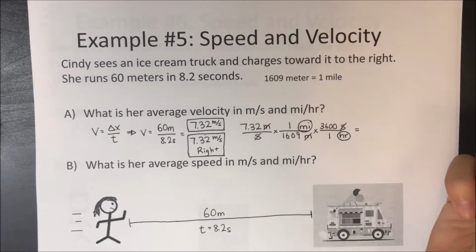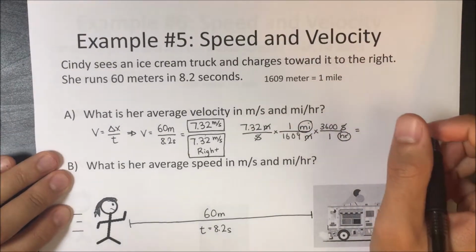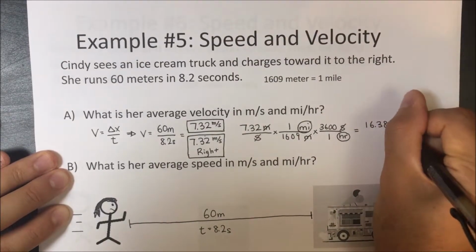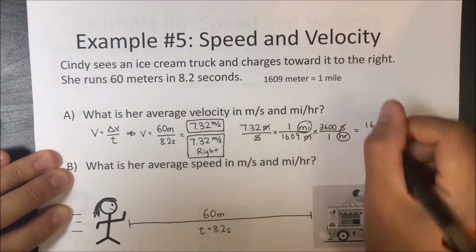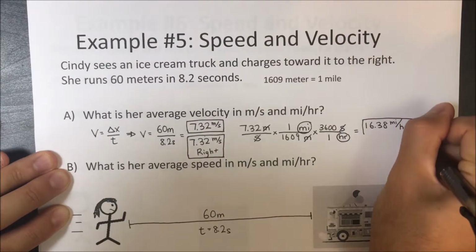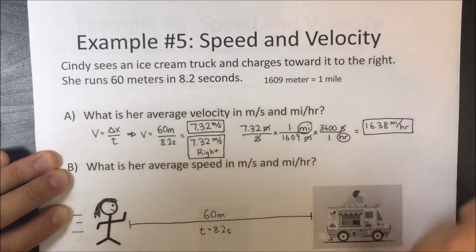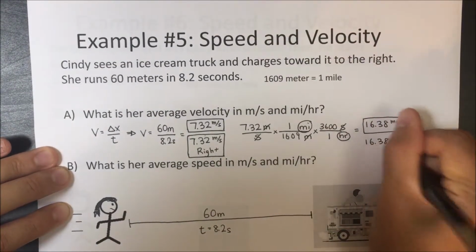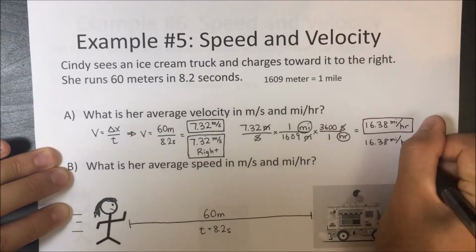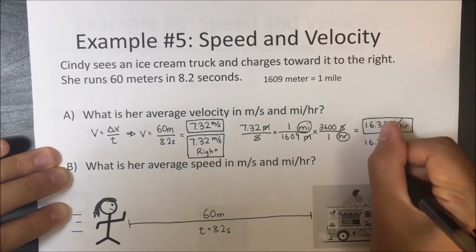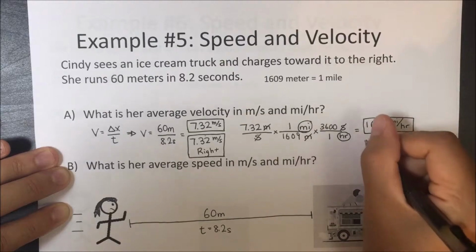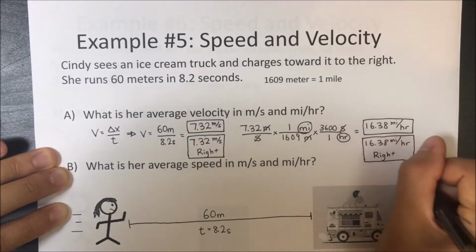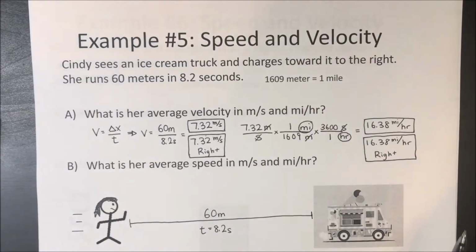We multiply this out, and we get 16.38 miles an hour. Since we're looking for a velocity, we can just say it to the right. Again, if it's positive, it implies that it's going to the right, or up, or east, or something like that.